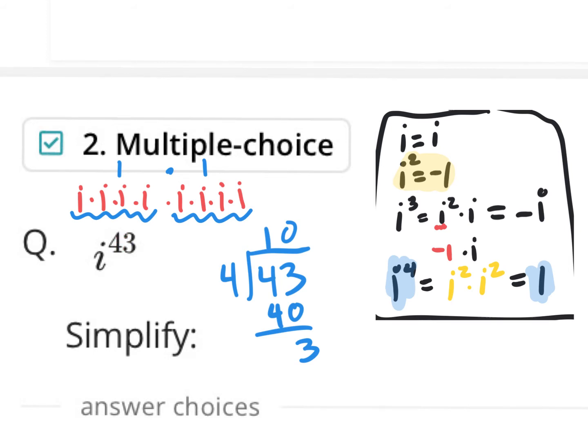So I guess we could conclude that i to the 43rd is really i to the 40th times i to the third, which is 1 times i to the third. And again, if you know these 4, i to the third is really -i. So right here, the answer is i to the 43 is -i. That is the answer for i to the 43. I hope this explanation helps. If not, ask me in class.